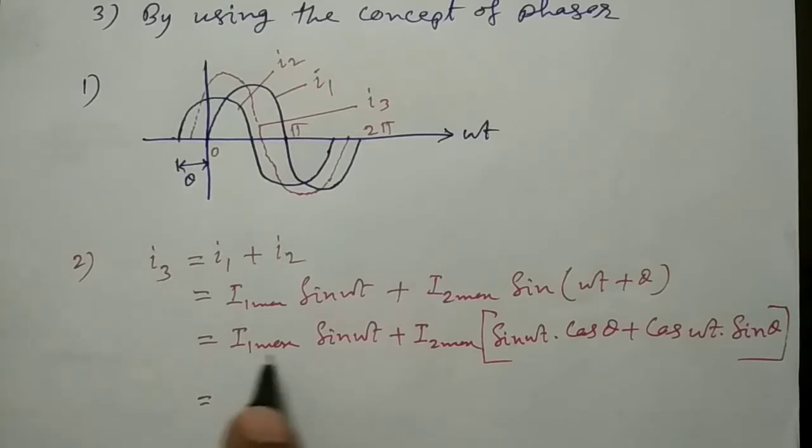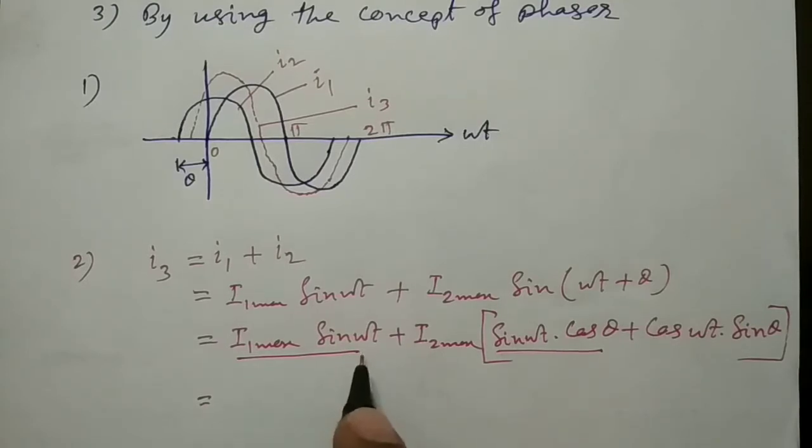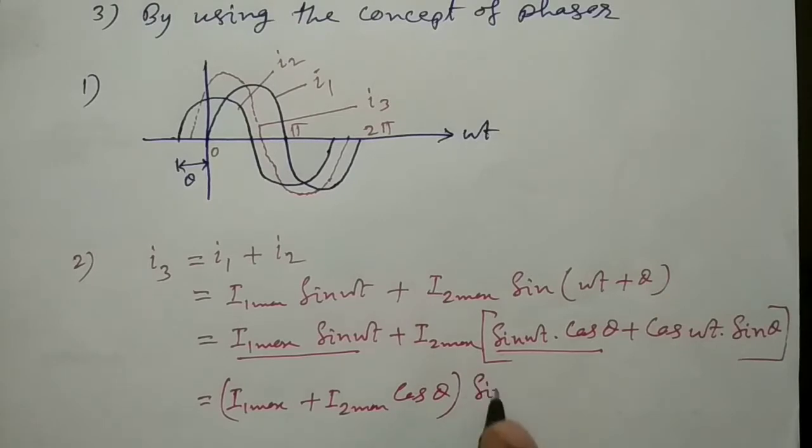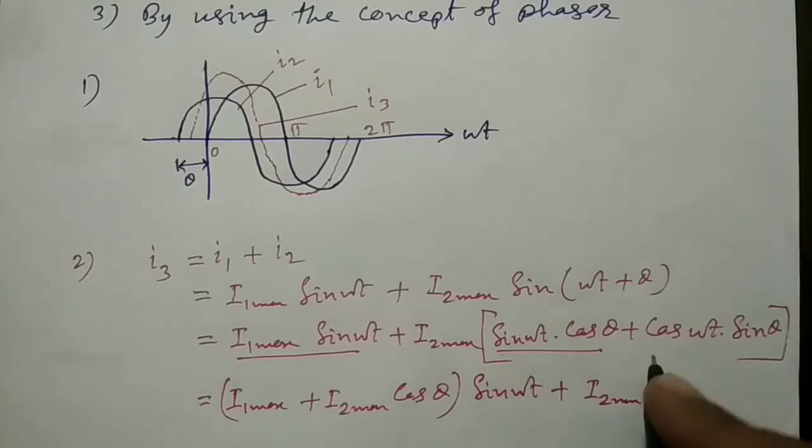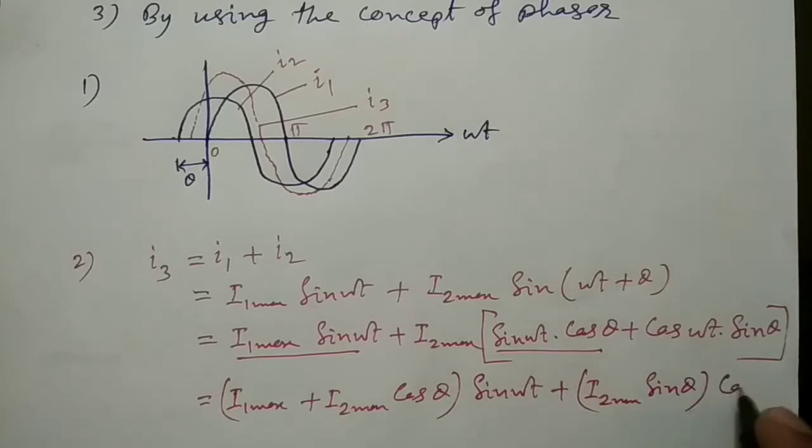Now from these parts we can take sine omega t common. So it will be I1 max plus I2 max cos theta into sine omega t plus I2 max sine theta into cos omega t.